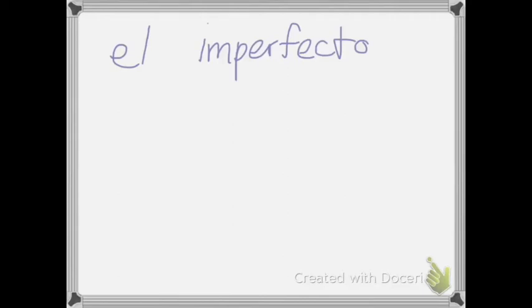Hola, hola. Hoy vamos a hablar de el imperfecto. Okay, so imperfecto. Now, funny as it sounds, the imperfect tense is actually one of the more perfect tenses because it has some irregulars. But the imperfecto refers to the past. Okay, the imperfecto is one of our two past tenses. In Spanish, there are two past tenses.